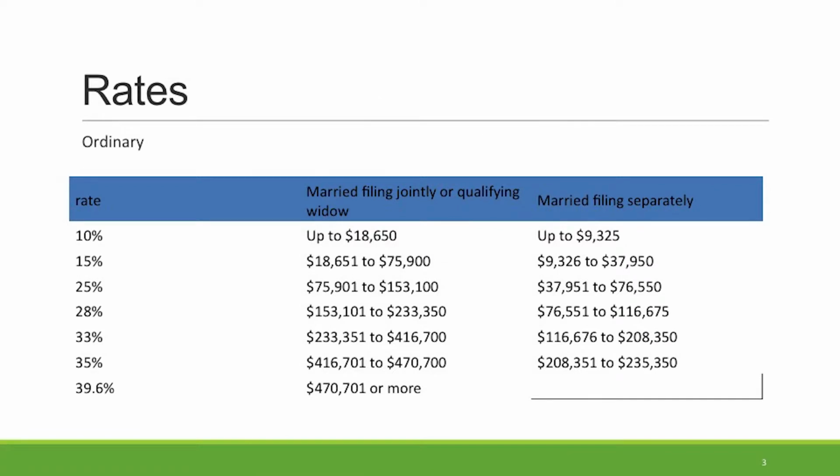So look at 15%. That's $75,900. 25% goes up to $153,100. 28% goes to $233,000, 33% goes to $416,000, 35% goes to $470,000, and 39.6% is $470,000 or more. The proposal, as we produce the program today, the tax proposal in Washington is to limit these down to several brackets and to get rid of these multiple brackets and to remove the 39.6% tax rate. So of course, as tax return preparers, we are all watching the tax law to see what happens, to see if this gets simplified, reduced to 3 brackets, if we lose the high rate of 39.6%.